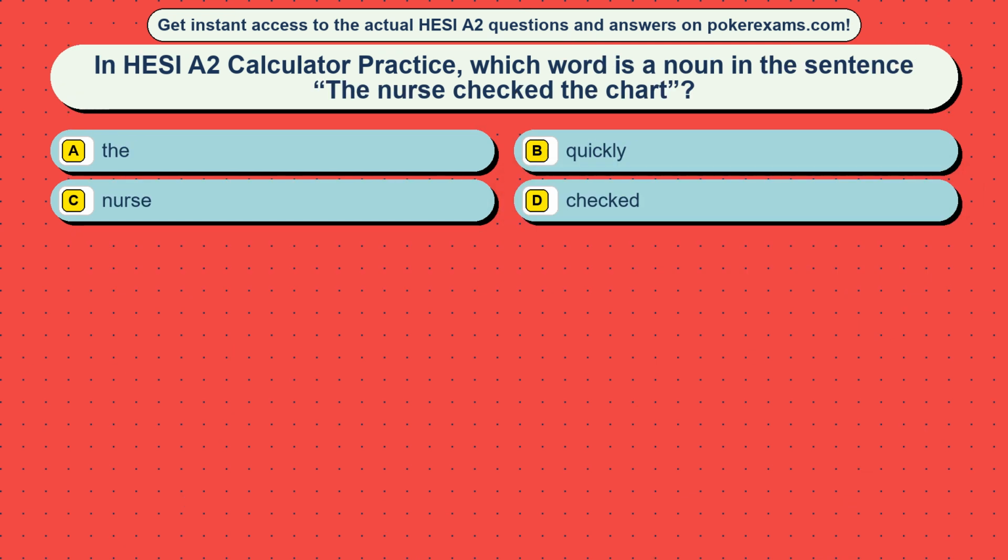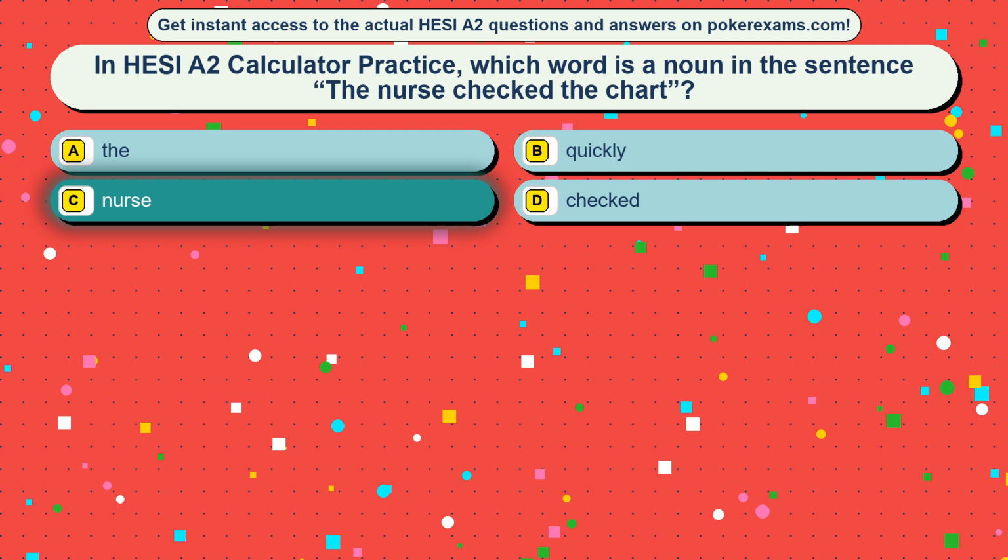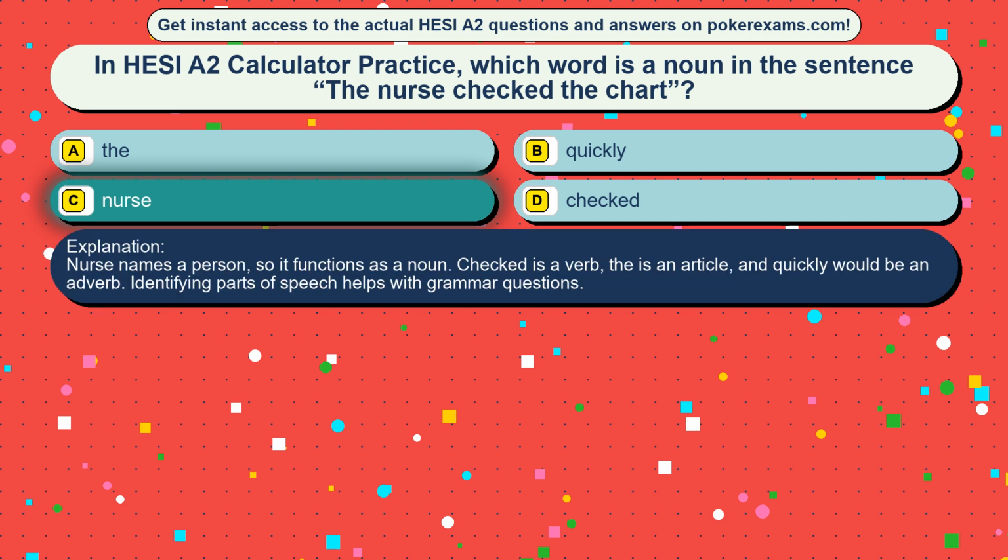Question 3. In HESI A2 Calculator Practice, which word is a noun in the sentence "The nurse checked the chart"? Option A the, option B quickly, option C the nurse, option D checked. The correct answer is option C, nurse. Nurse names a person, so it functions as a noun. Checked is a verb, the is an article, and quickly would be an adverb. Identifying parts of speech helps with grammar questions.